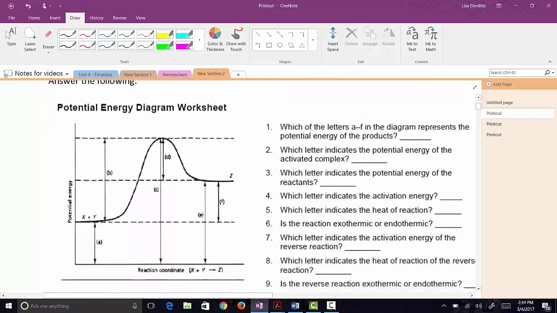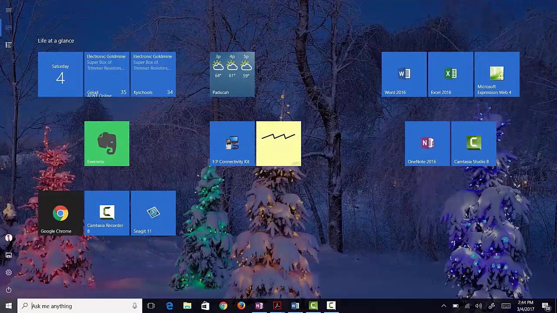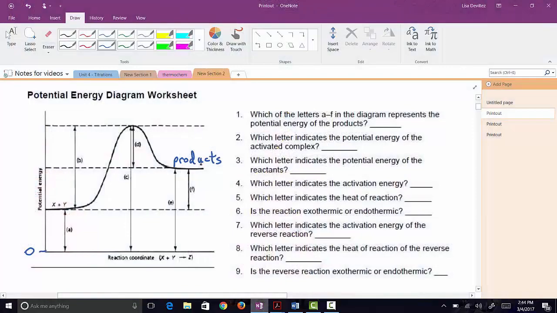All right, so this is kind of a little bit of a review, but it's been a couple of weeks, so let's take a look. Here's our energy diagrams, and we've got potential energy on the Y, and our reaction coordinate or reaction progress is on our x-axis. So which represents the potential energy of the product? So we're assuming that this is our 0, and remember that our products are here, and our reactants are here.